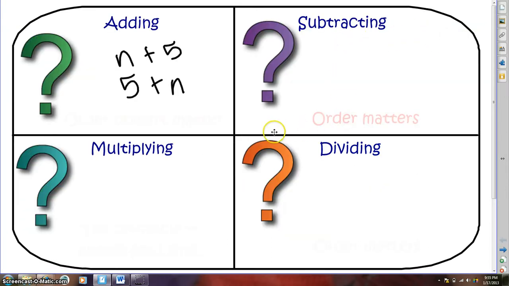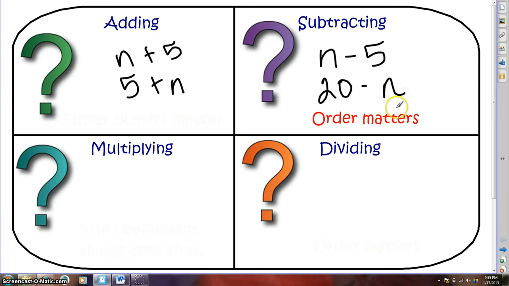When we're subtracting, the order matters. The first piece has to be the group that we start with, and then we take away the other piece. So if we're writing an algebraic expression, we might be starting with n and taking away 5. Or we might be starting with 20 of something and taking away a certain number, or an n. But the order that these ones go in makes a difference because they don't mean the same thing. This first piece has to be the thing we're starting with, our group, and this is how much we're removing or taking away.